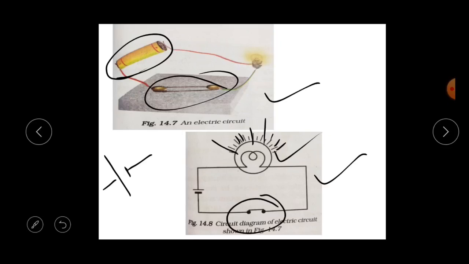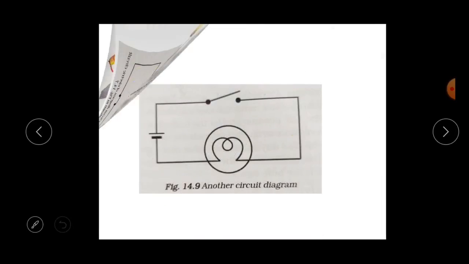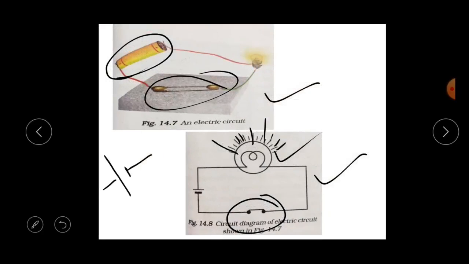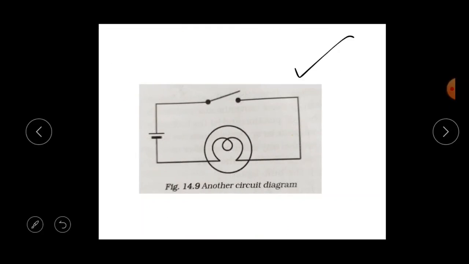Okay, that's why the bulb is glowing. Here it is an open circuit. This is a closed circuit and this is an open circuit. Here you can see that the switch is in the off position. Okay, here there is no flow of current. It is an open circuit.